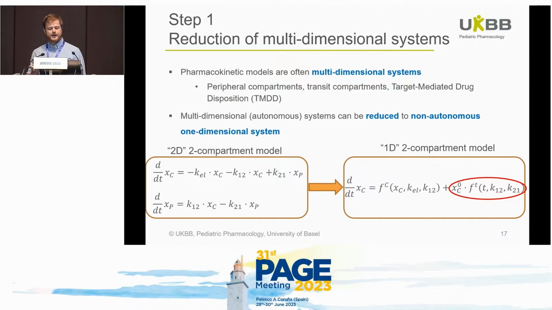Here I'd like to highlight 2 things. First, you see in red, we now have an explicit time dependency on the right-hand side of our differential equation. This is something new when we reduce a multidimensional system to a one-dimensional system. And second, even though I show you here only the 2-compartment model, the same reduction is also possible for other models, and we always get similar structures where we have non-autonomous or time-dependent right-hand sides of the differential equation.